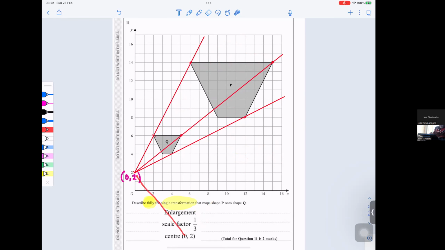So the center is at (0, 2). And you must have those 3 things to get the full mark. You have to say enlargement, you have to give the scale factor, and you have to give the center.